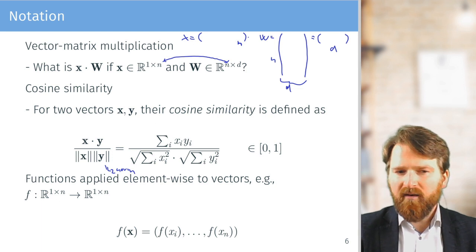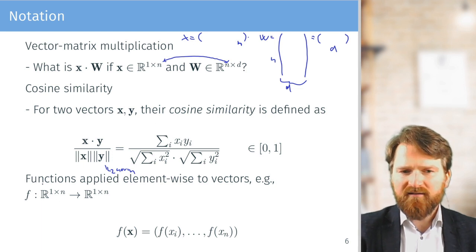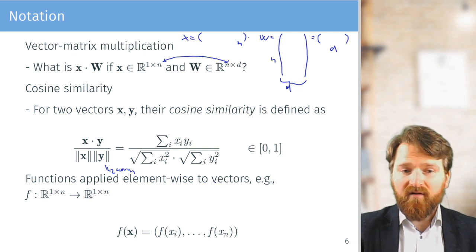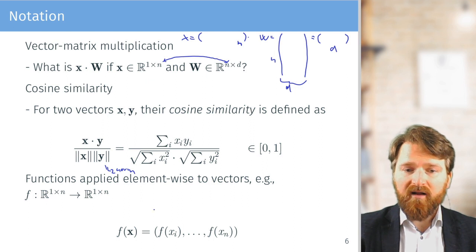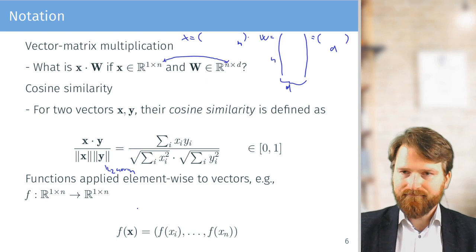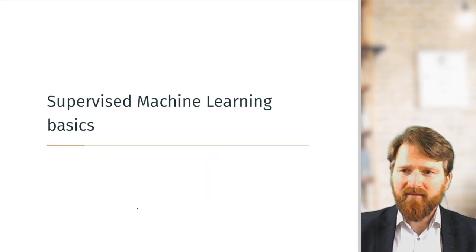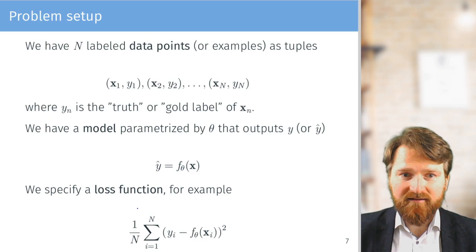And we have already seen one function that is applied element-wise to vectors, and it was the activation function. So some functions are applied on each element of vector x. If there are other examples of confusing mathematics, I'll get back to them when we reach that point. But now let's go to supervised machine learning basics.